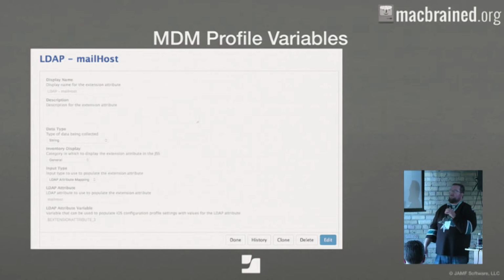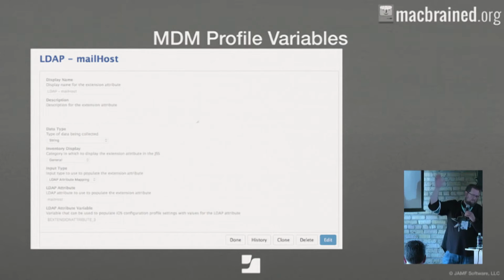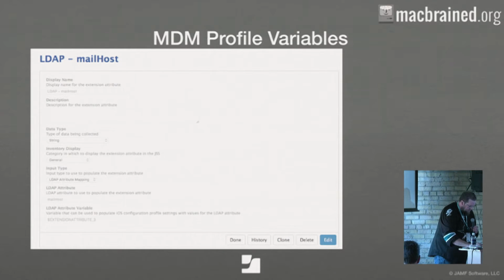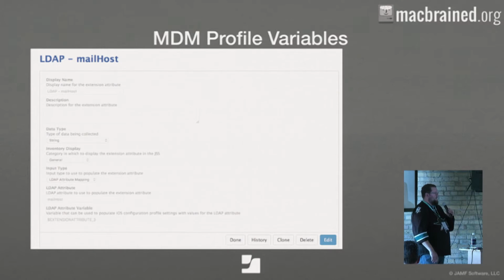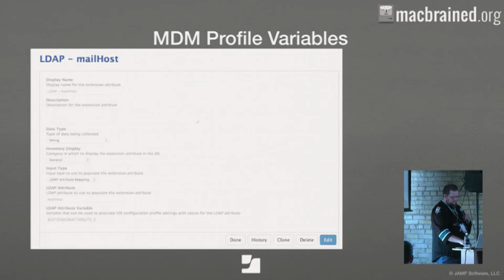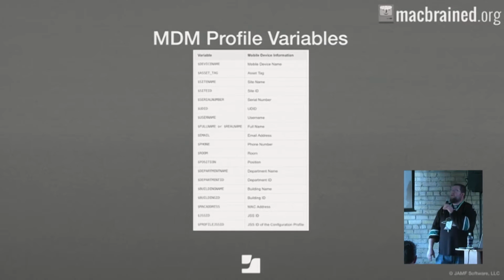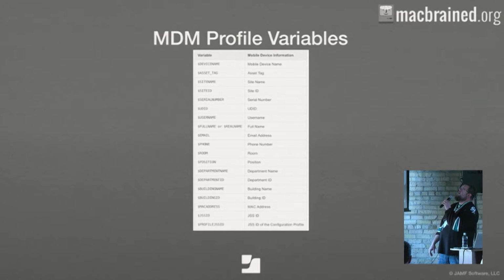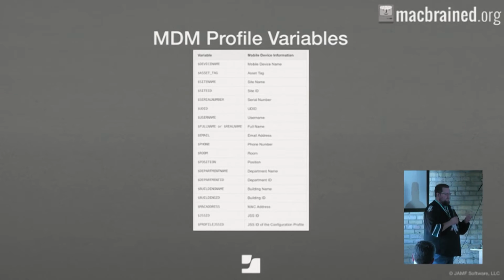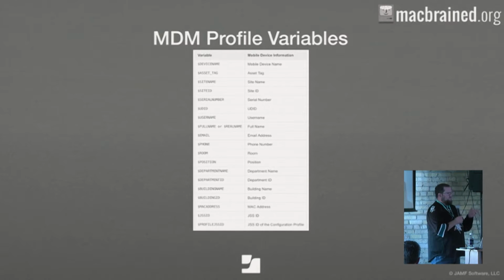Here we have a mobile extension attribute. And in here, all we've done is look up the LDAP value for the mail host. And then here we can see all of the different wildcards that you can use in MDM profiles. These are variables that are predefined. So there's things in there like $username, the list goes on and on.